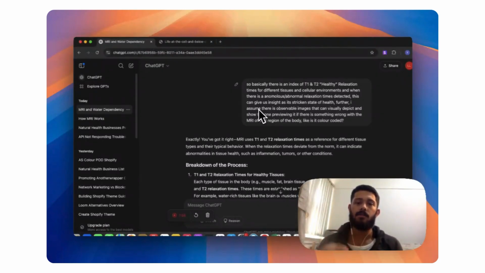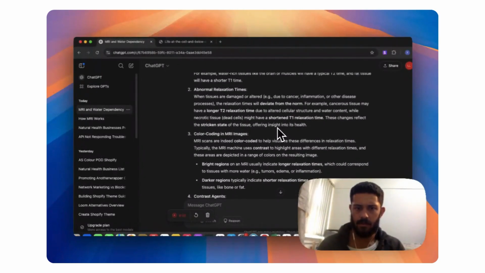Further, I assume there are observable images that can visually show the one previewing it if there is something wrong with the MRI of that region of the body. Like, is it color coded? Exactly, you've got it right. MRI uses T1 and T2 relaxation times as a reference for different tissue types and their typical behavior. When the relaxation time deviates from the norm, it can indicate abnormalities in tissue health, such as inflammation, tumors, or other health conditions. But yeah, I do think the images are color coded.